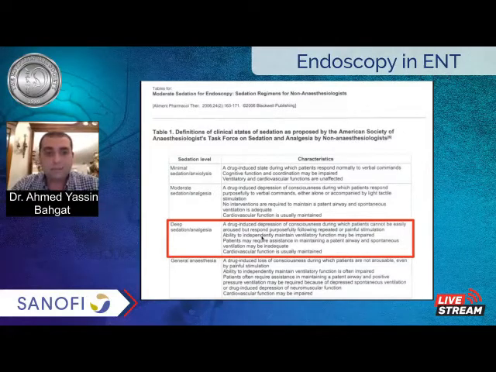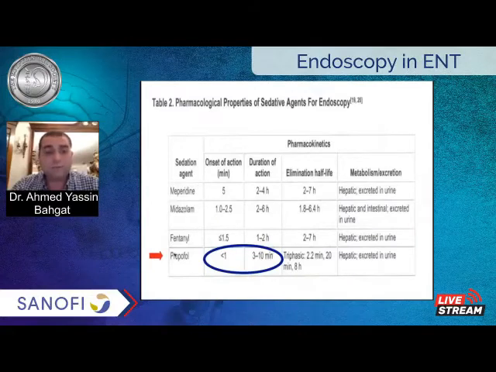How to induce sleep? There are lots of drugs to induce sleep, but one of the most commonly used is propofol. Propofol is a very fast acting drug, with onset in less than 1 minute, and it lasts for 3 to 8 to 10 minutes. There is no antidote for propofol, but it's rapidly destroyed in the body. So it's very safe. You can use it in a small center, in a small equipped operating theater. You don't need any precautions or antidotes to antagonize its effect. So it's a very good drug to use.